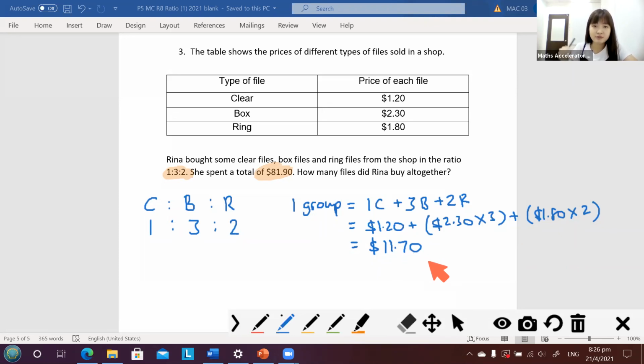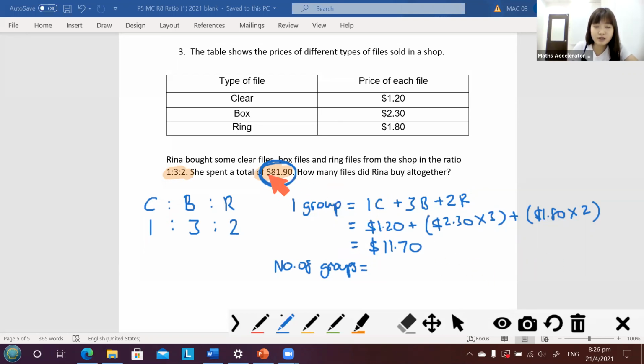There are many $11.70 inside the total here, because every time you have one clear, you have three box and two ring. So you have many of the $11.70 that will add up to $81.90. So how to find the number of groups inside this? Number of groups. How many $11.70 do you have inside the $81.90? That's correct. Those of you who say divide, that's correct.